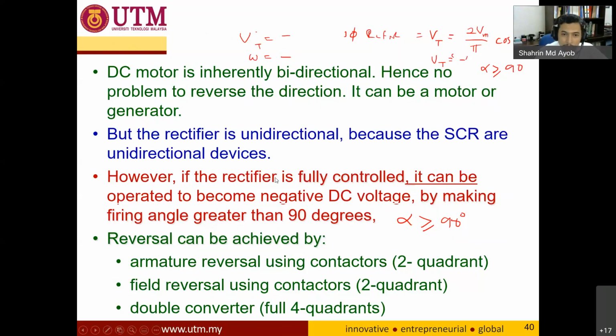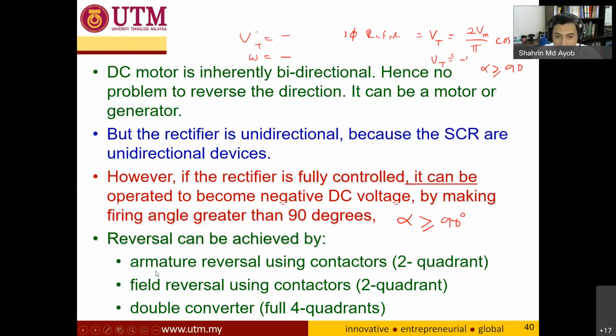Instead of controlling the alpha, you can also make the rotation reverse by modifying the circuit. The first one is armature reversal, meaning that you reverse the armature polarity by using contactors. The second one is by reversing the field terminals. And the last one is double converters.